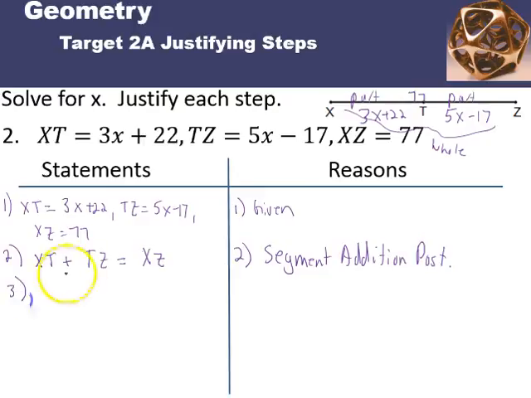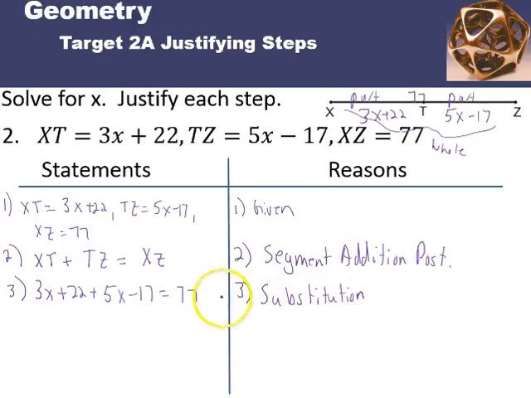For number 3, I'm going to now replace XT with the number. So the number that goes with XT is 3x plus 22. And TZ, which is the number that goes with that, is 5x minus 17. And then I know that XZ is 77. So that gives me the equation. And again, I was replacing XT with how long XT is. Replacing is a substitution property, so that's why I'm allowed to say that.